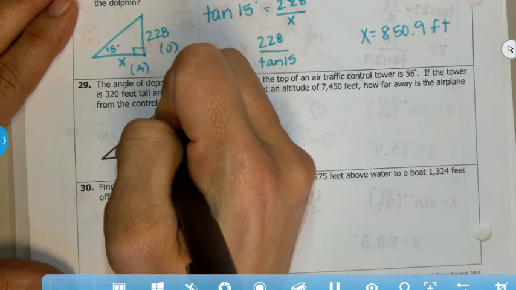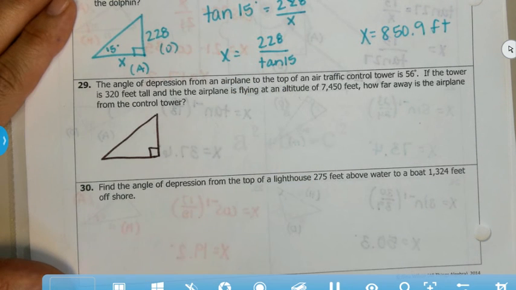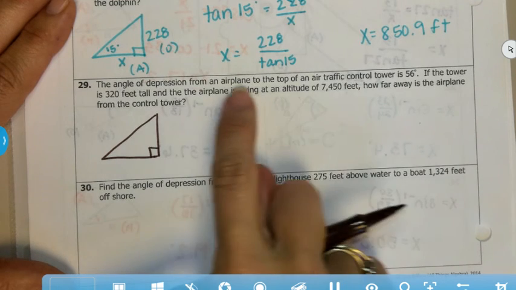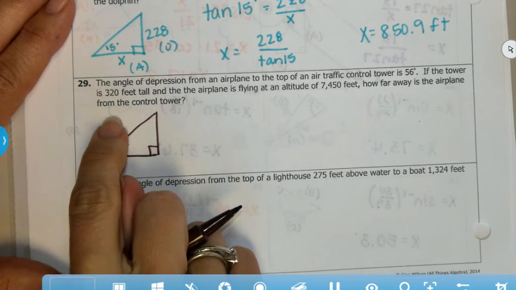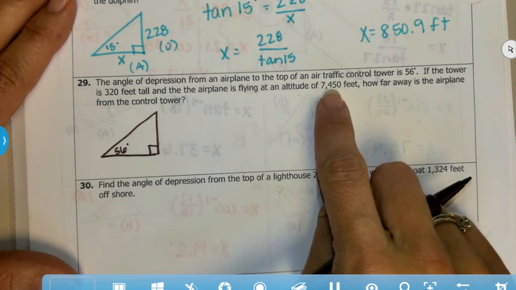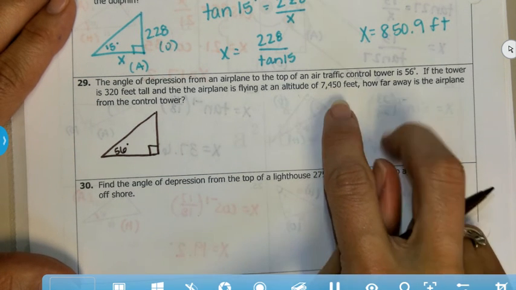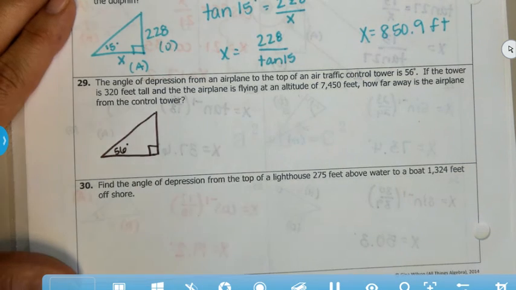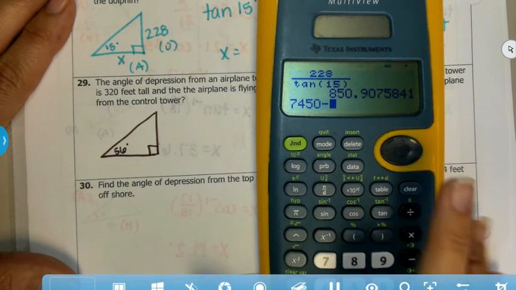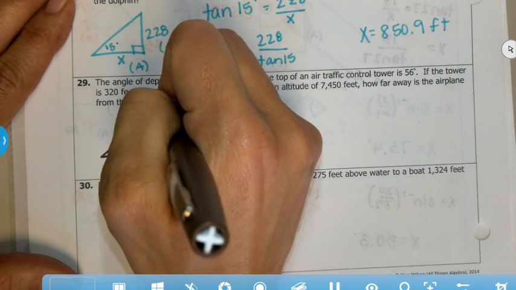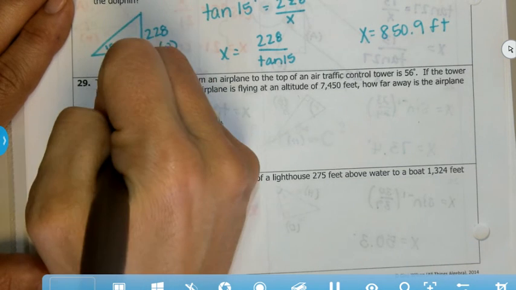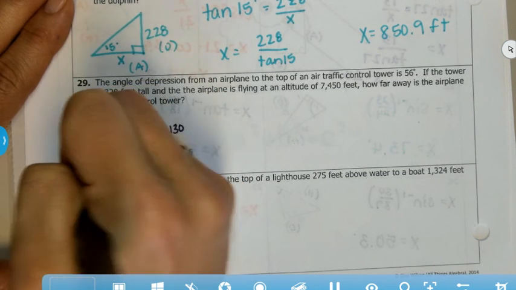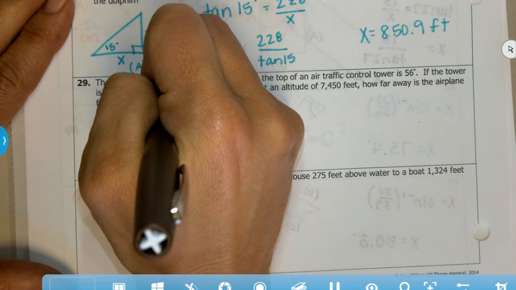Okay, I'm always going to draw my triangle. The angle of depression from the airplane is 56 degrees, always the same angle. The tower is 320 feet tall, and the airplane is flying at an altitude of 7,450 feet. So the difference between those two is going to be how tall this is. So 7,450 minus 320 is 7,130. So this should be 7,130 feet. How far is the airplane from the control tower? If this is the control tower and this is the airplane.